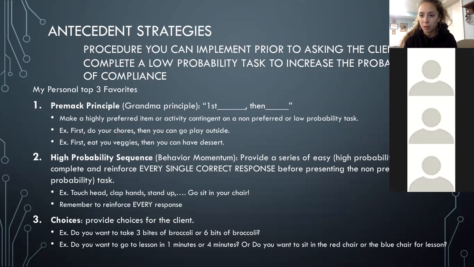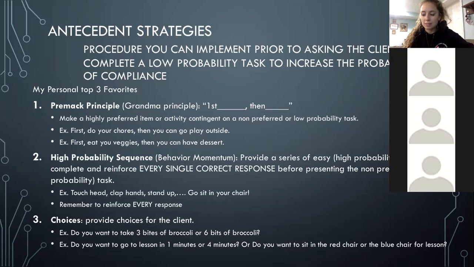Here I write low probability. In ABA we use low probability and high probability as ways to describe behaviors. If it's lower probability, it's more difficult, or it's less preferred. If it's a higher probability task, maybe it's more preferred, or it's a lot easier. The chances of them engaging in that behavior is a lot higher, right?